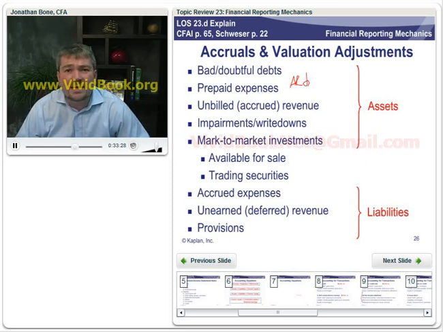Okay. Why is it not accounts receivable? Well, because you'd create accounts receivable when you actually invoice your customer, and we haven't invoiced them yet. So essentially we call it unbilled or accrued revenue.